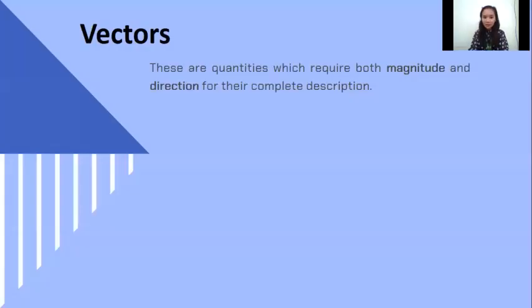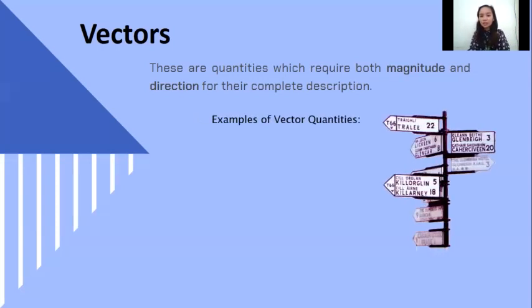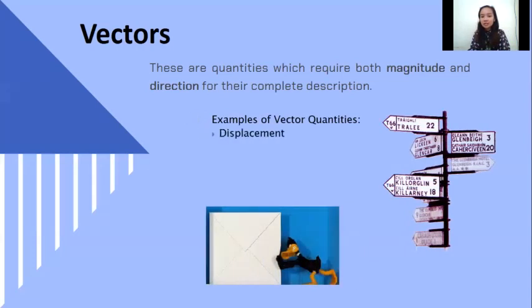Now what about the vectors? These are quantities which require both magnitude and direction. So for vectors, matatawag natin na vectors yung isang measurement if it has direction. The examples are the displacement, velocity, acceleration, and force.